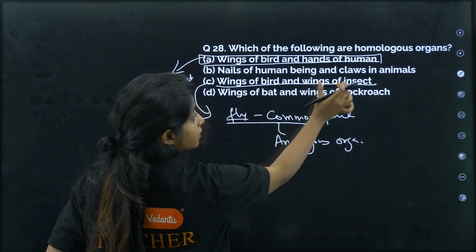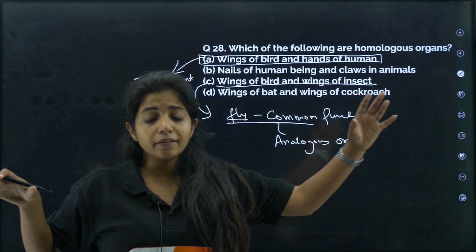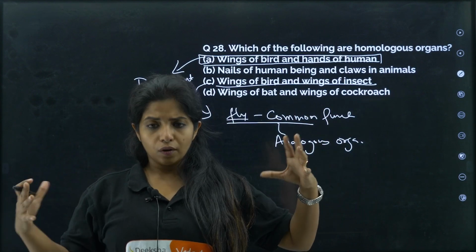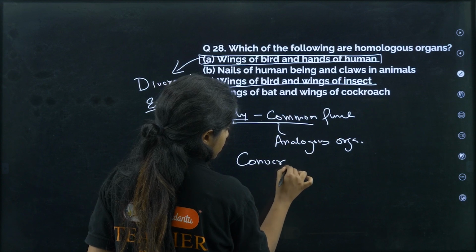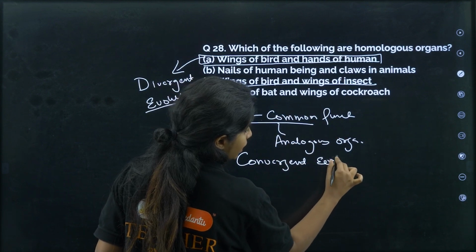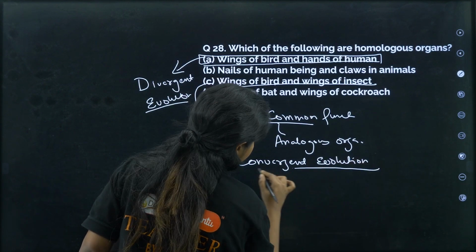And you see, it's a bird, it's an insect. Both of them are different. Invertebrate, vertebrate, no common ancestry or no recent common ancestry. So this is known as convergent evolution, the opposite of divergent evolution. So every time a question comes from this, now you'll be able to answer this.